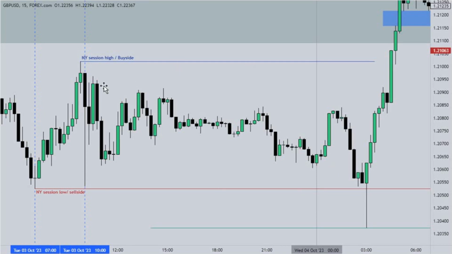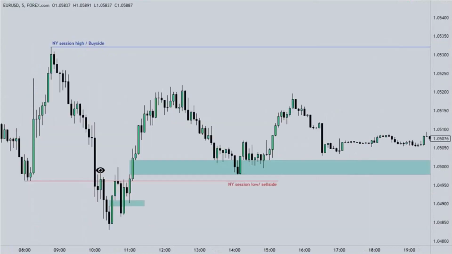Then market took the New York session high. You could see what a beautiful run up there. Again, same. Here is the New York session low taken, market structure shift, created a fair value gap. You could have entered there, and it gradually did take the highs of New York session high.